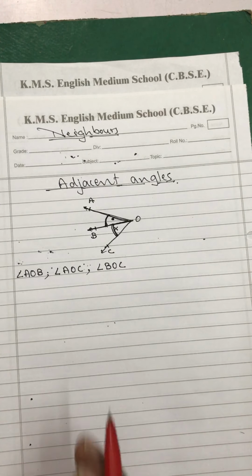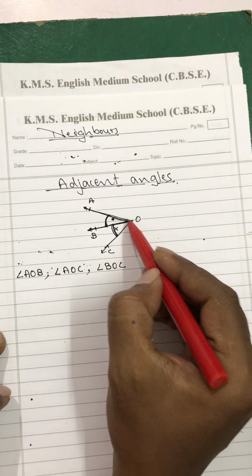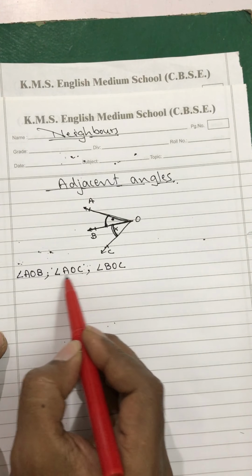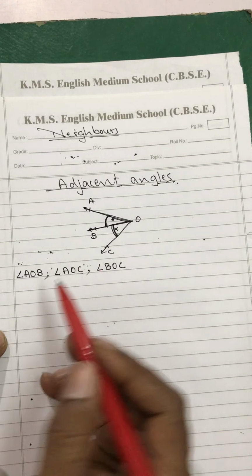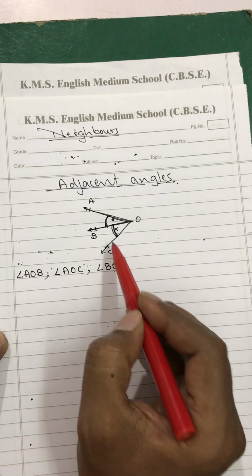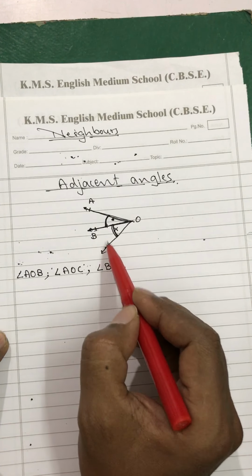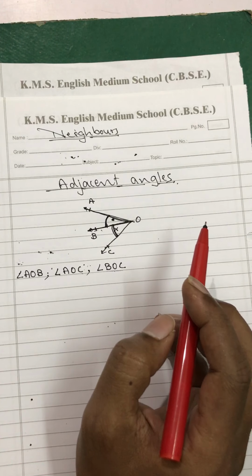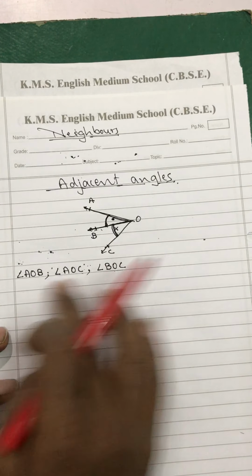Any other combination, basically you will only be changing the order. COA is nothing but this only. AOC and COA are both the same. COB is basically nothing but BOC. As long as O is in the middle and B and C are the same, they are going to be the same angles. Are these all adjacent to each other?